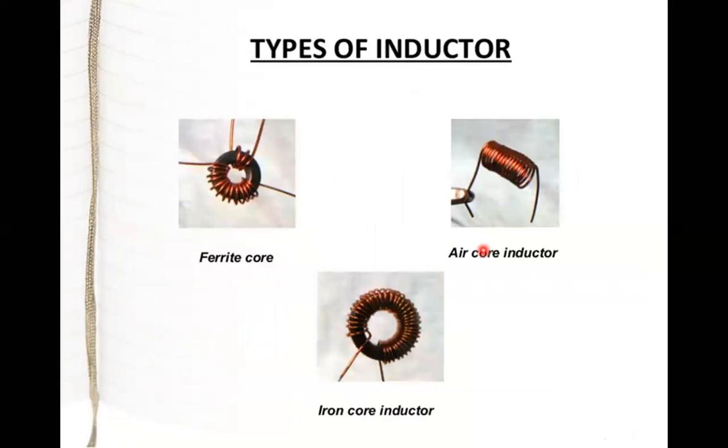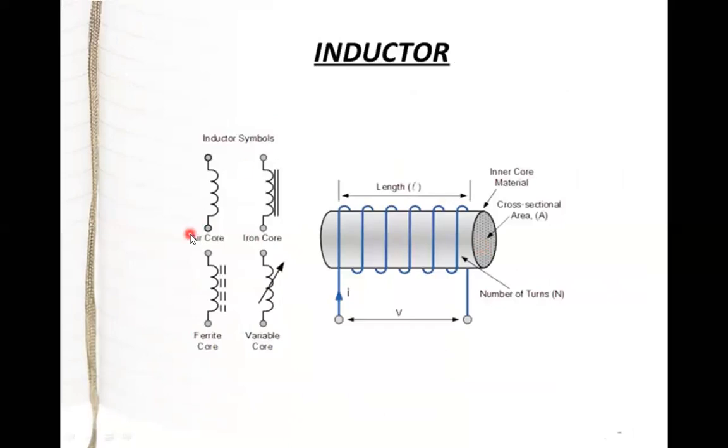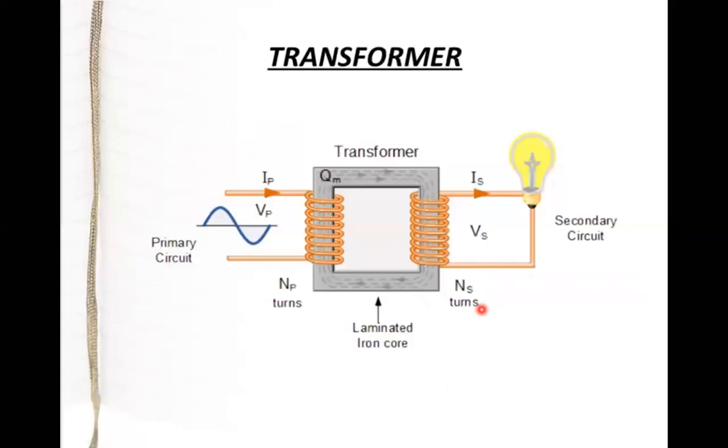These are the types of inductors. As you can see here, these were the symbols: iron core, air core, and ferrite core. Similarly, you can see here, this is a ferrite material wound with a copper wire. So this is a ferrite core. There is nothing between this particular winding. This is an air core inductor, and we have taken an iron. So this can be called an iron core inductor. So these are the types of inductors.